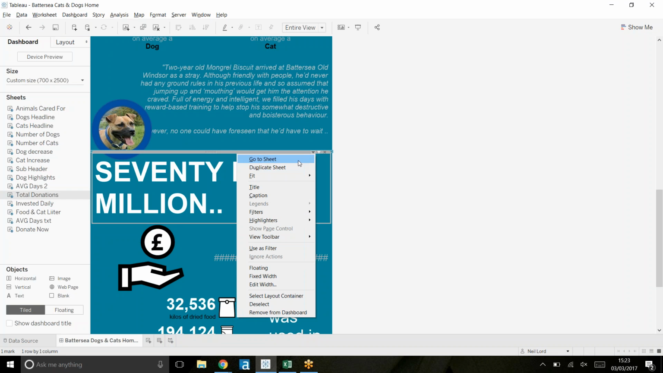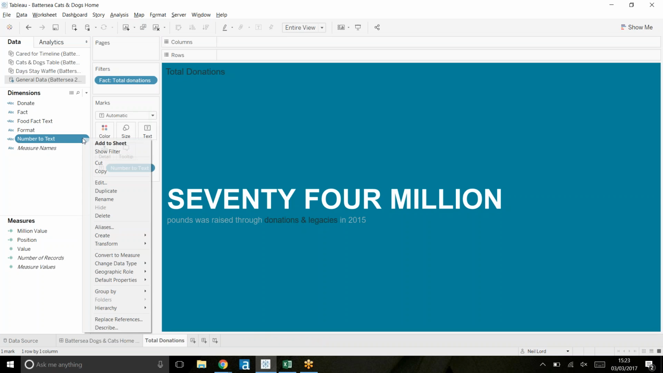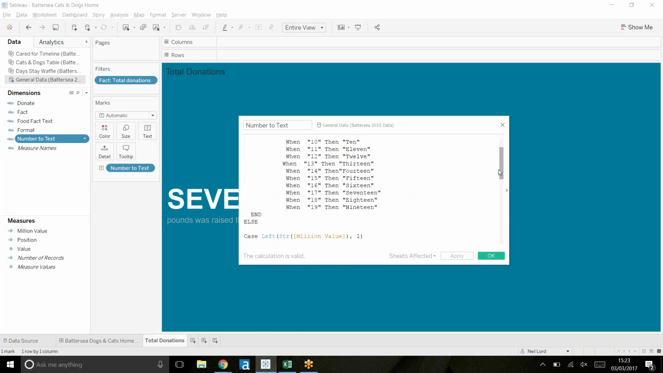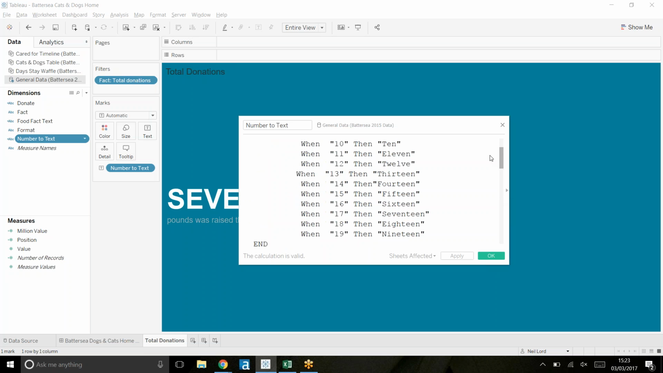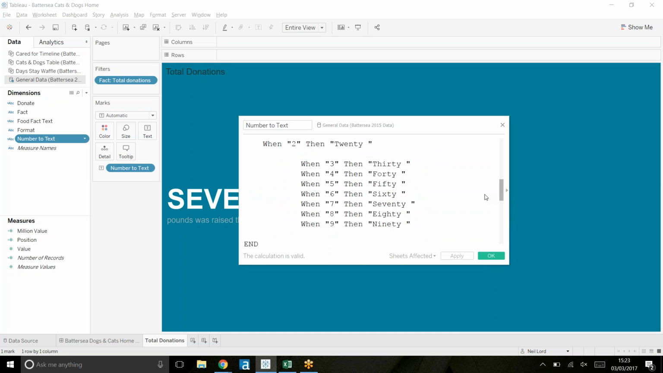74. Okay, so is that formula in Tableau? Yeah, so it's running at runtime. It's a case, so it just looks at the number. If it's got one at the start, then it's going to be one of those options, 10 to 19. Else, if it's greater than one, so as long as they don't raise more than 1 million.